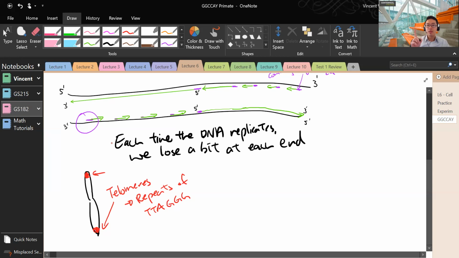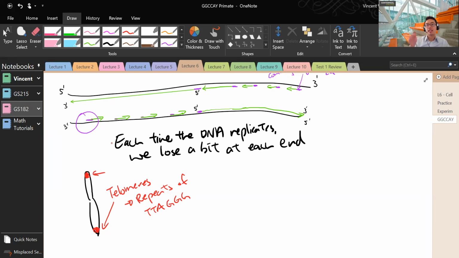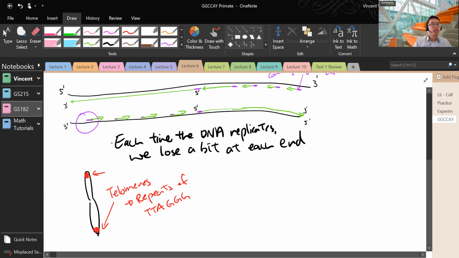And when the telomeres get critically short, then the cell will not pass G1 and it will not be allowed to go into mitosis. The cell then becomes growth arrested. It's going to enter a state of senescence.